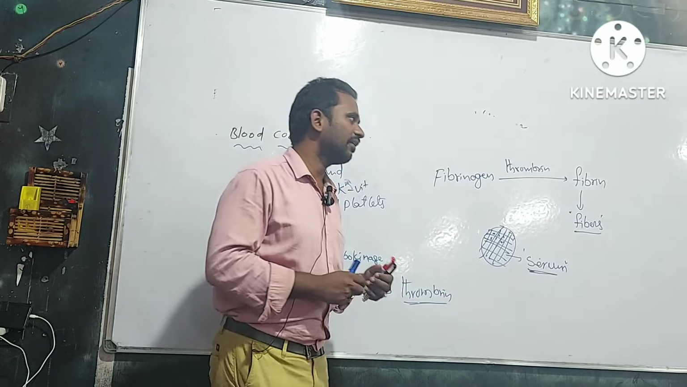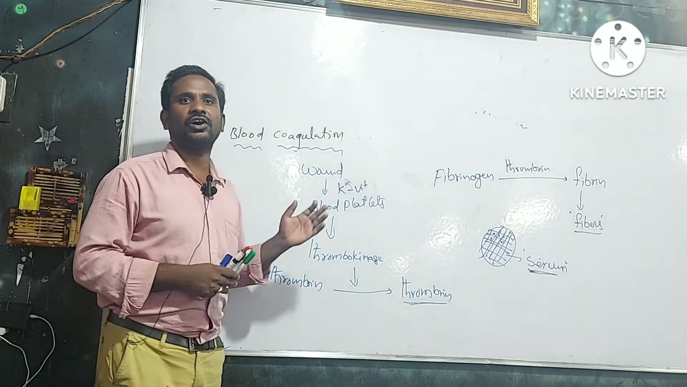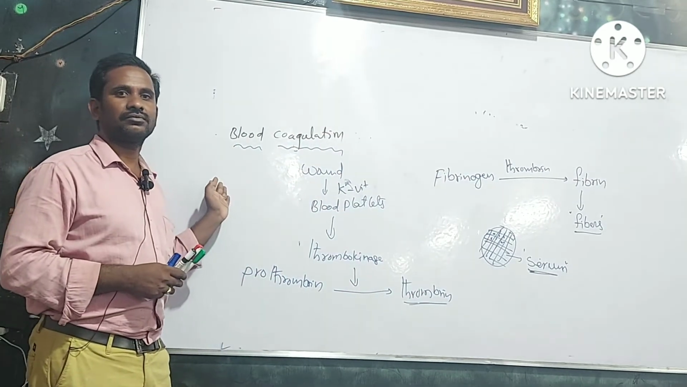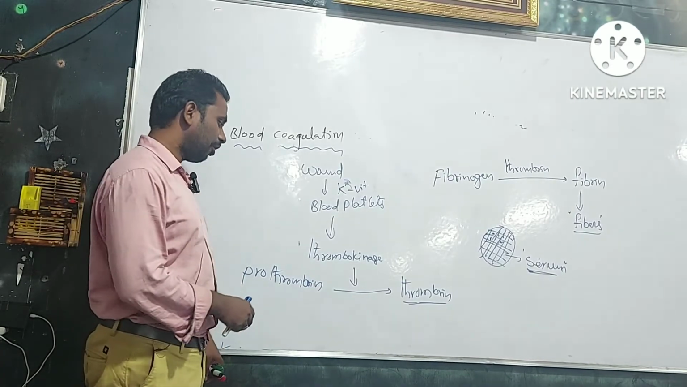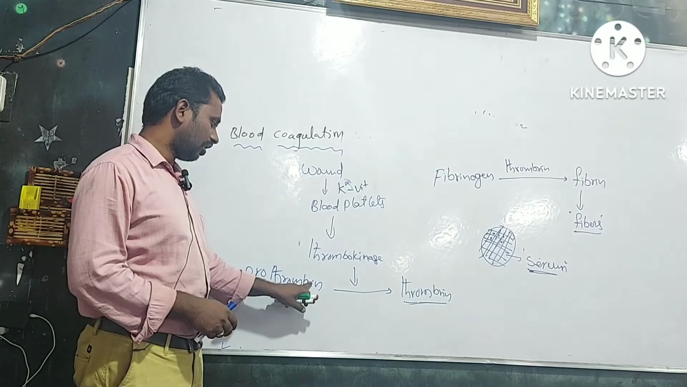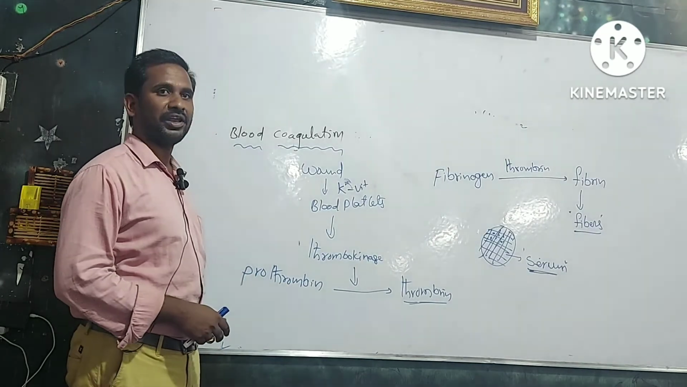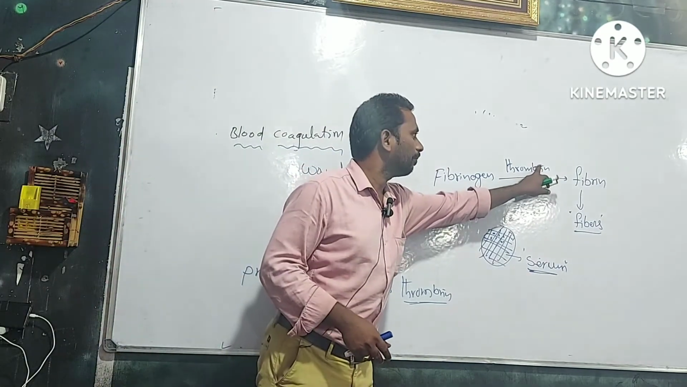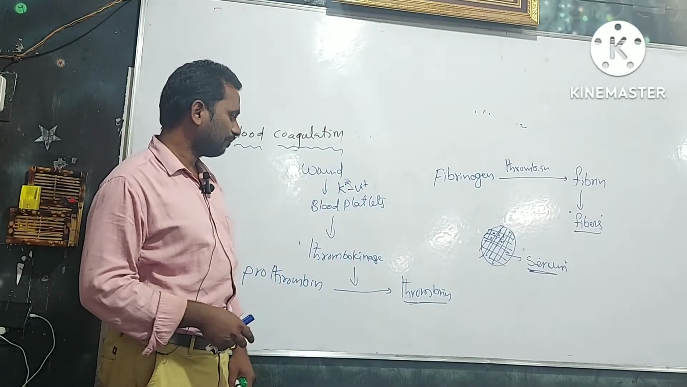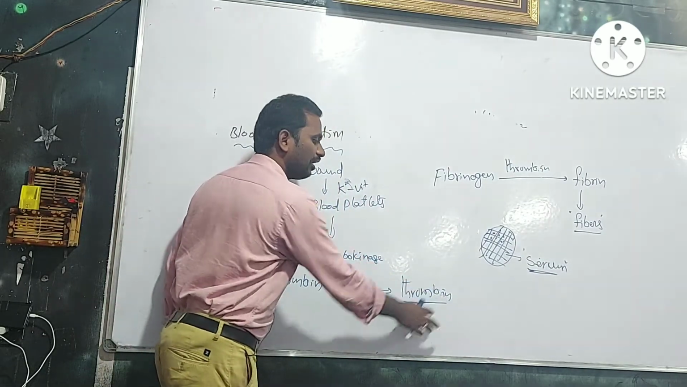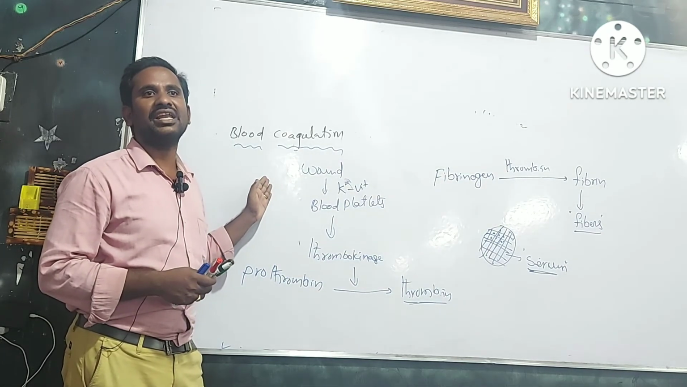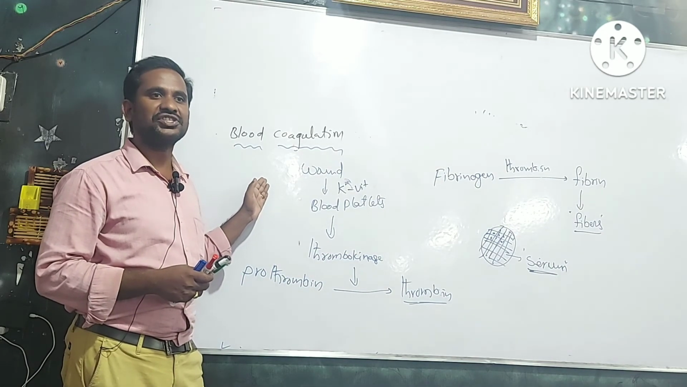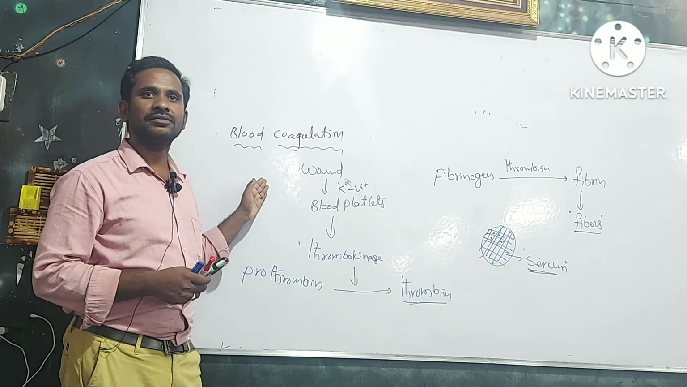Okay, so this is very important. Don't forget. All of you, do you understand this? Yes, sir. Prothrombin, thrombin. This is the most important one. So this is the way of blood coagulation in our body. Do you understand? Yes, sir. Any doubt? No, sir.